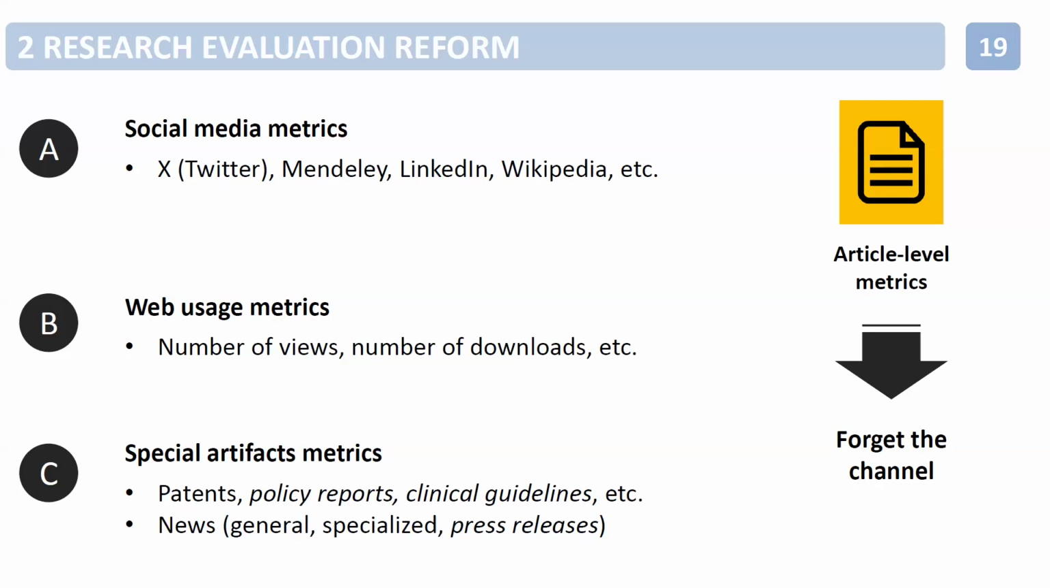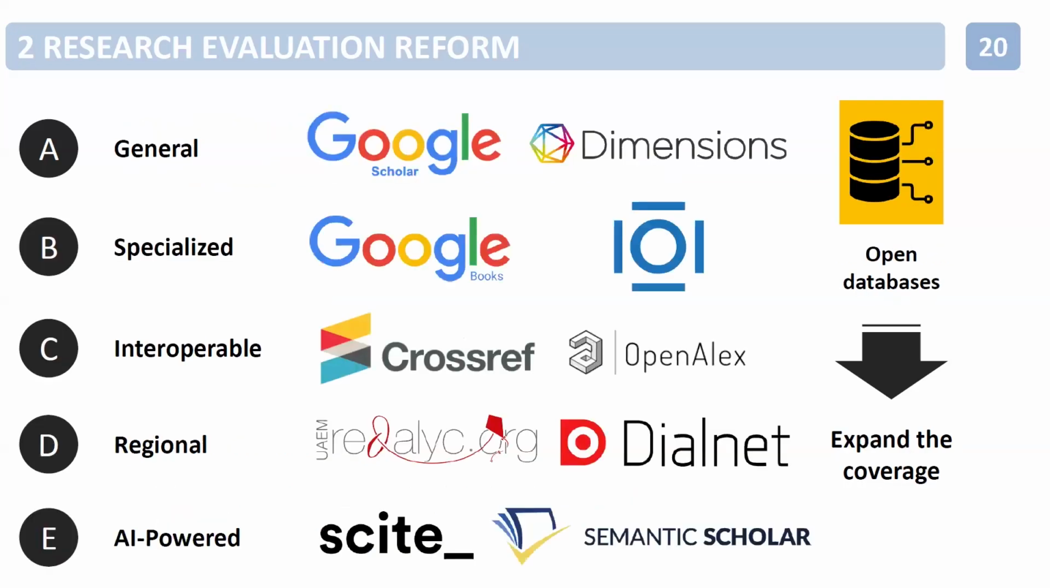And mentions and citations from specific or special artifacts, sometimes reviewed publications and sometimes non-reviewed publications. Citations or mentions from patents, from policy reports, clinical guidelines, and so on, and mentions appearing in the news, sometimes general news or specialized academic news, or even press releases. So all these metrics can be used by applicants to defend their contribution in the assessment exercise.